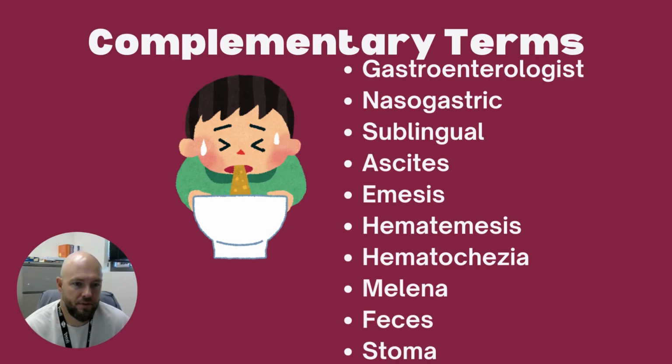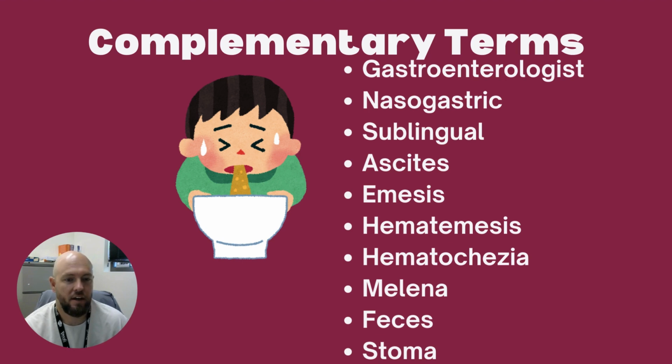Some complementary terms for this chapter: a gastroenterologist is a physician who studies and treats diseases and disorders of the stomach and intestines and associated organs. Nasogastric refers to the nose and stomach. Sublingual is under the tongue. Ascites is an abnormal collection of fluid in the peritoneal or abdominal cavity. Emesis is vomiting. Hematemesis is blood in the vomit.